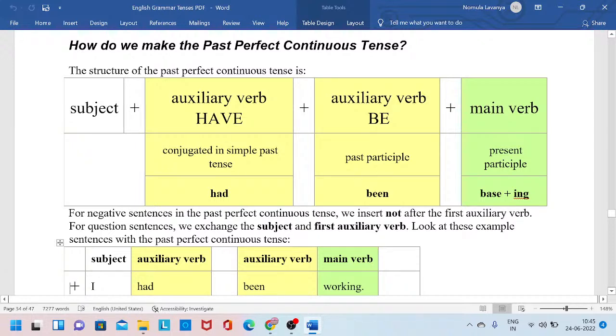Conjugating in the simple past tense and the present participle, base plus -ing form. For negative sentences, as I already said, "not" will be used. We'll be inserting "not" after the first auxiliary verb. For the question forms, we invert the subject and the first auxiliary verb. So look at the examples now.